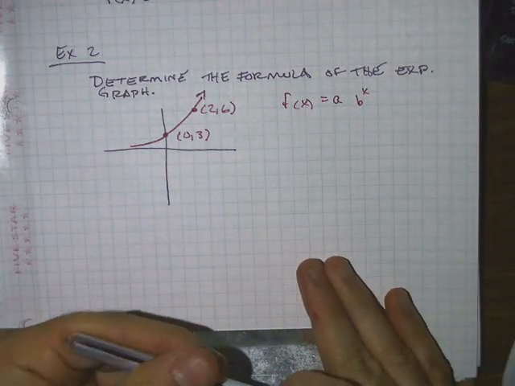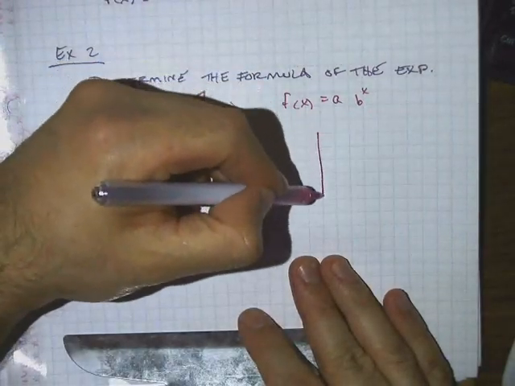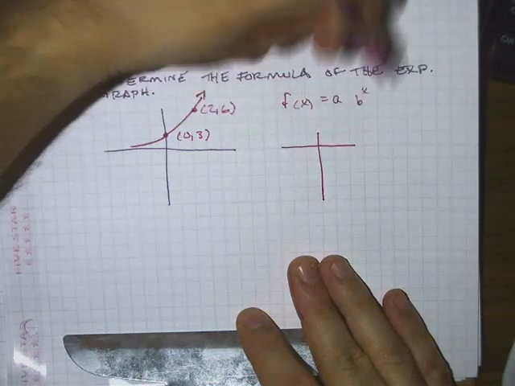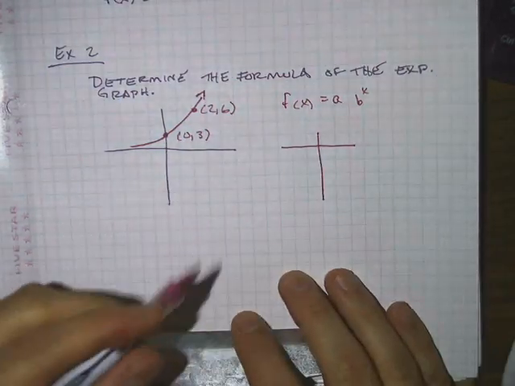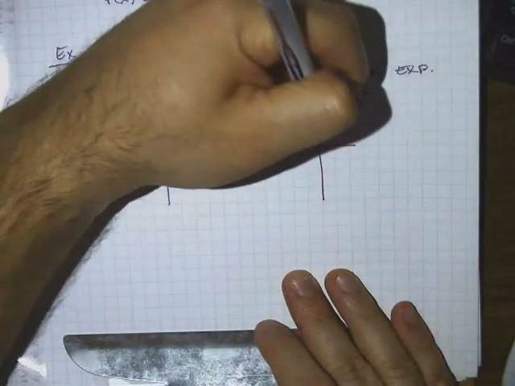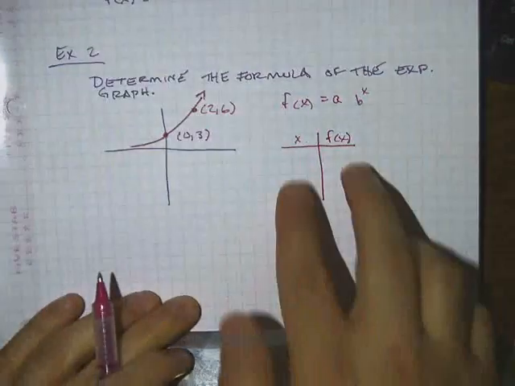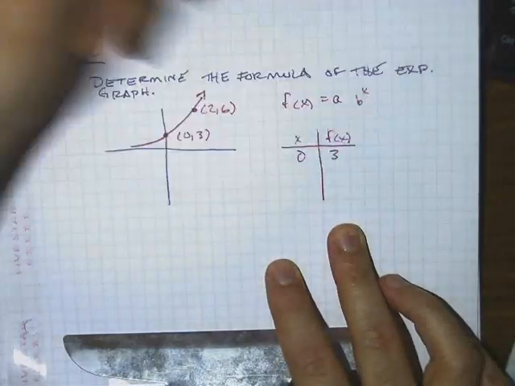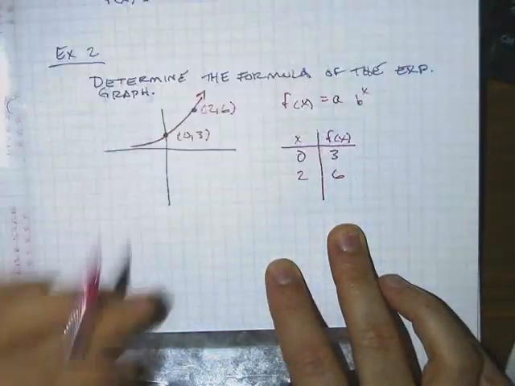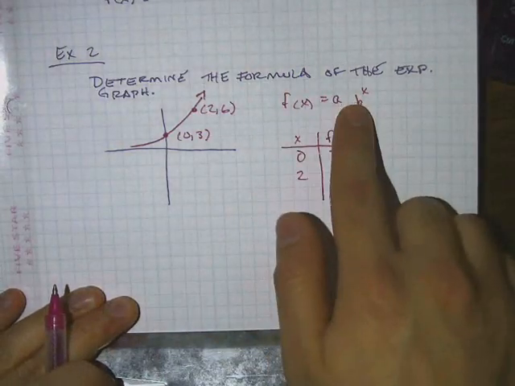Now, we're going to make a table here of values. And this is just for those of you who might struggle a little bit to see the connection between the graph and the equation. If this is x and this is f of x, you certainly don't have to do this on any sort of assignment or test or anything like that. (0, 3), and (2, 6), just like that. So I'm going to go ahead and plug them into my equation now.